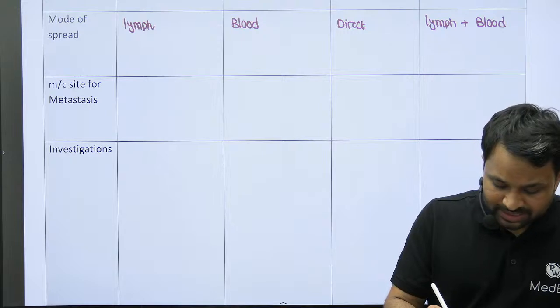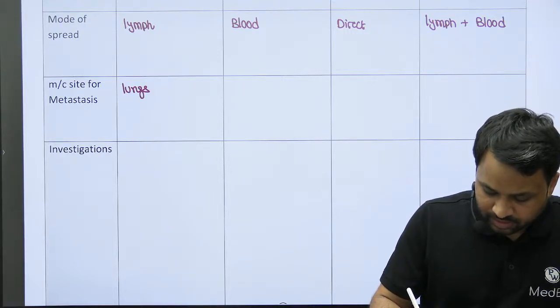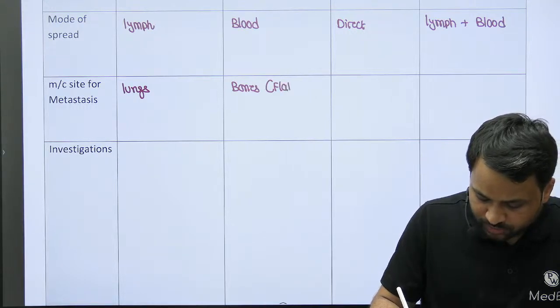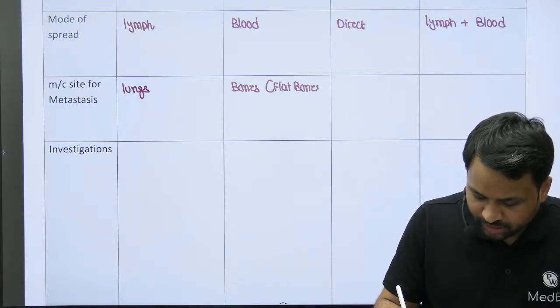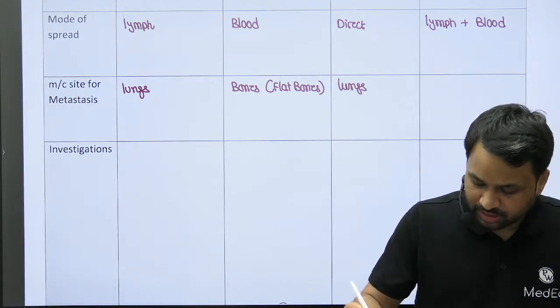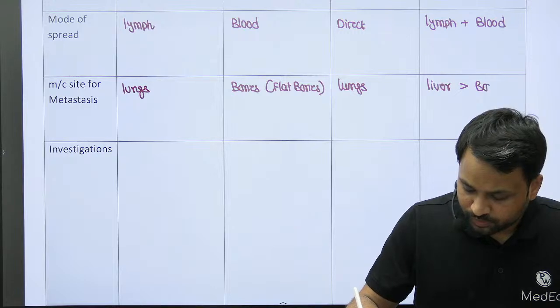The most common site for secondaries for this is going to be lungs. These are going to be bones, and especially your flat bones. This direct, again, it goes to lungs. Here it usually goes down to liver, if not to bones.